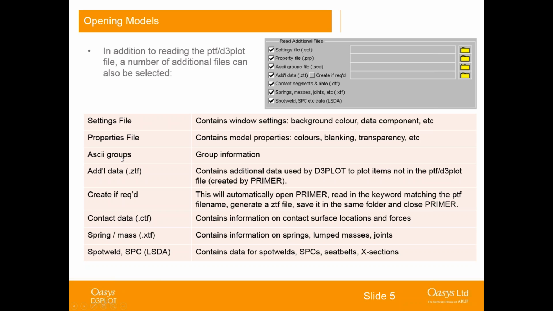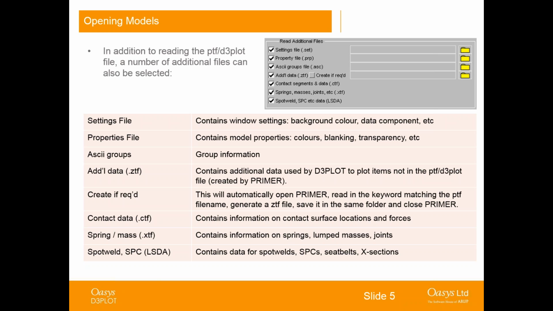We can read in ASCII group data. So in your keyword, if you arrange things in groups, we can read that in. And the additional data that I alluded to earlier in the ZTF file, which is written by Primer, we can read that in as well. As well as that, we can read in contact data. If you've asked for a CTF file, this is information about contact surface stresses and locations.